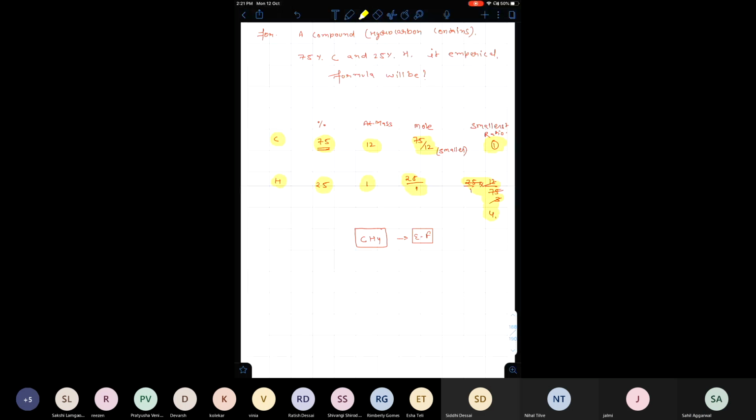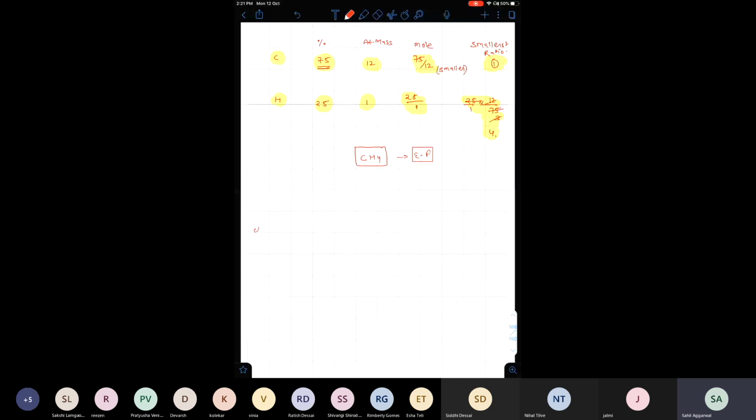Okay. Let's take one more. Calculate the empirical formula for the hydrocarbon in which carbon is 80% and hydrogen is 20%. Try this one.